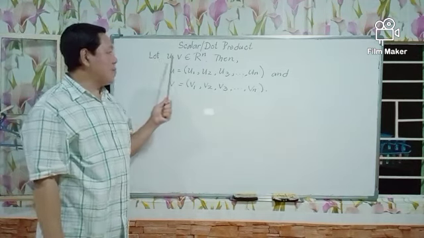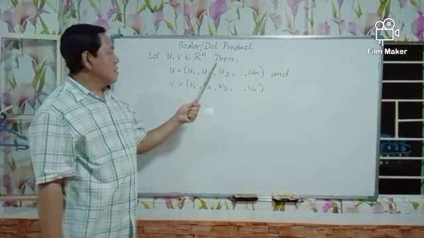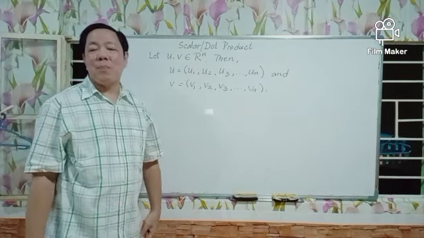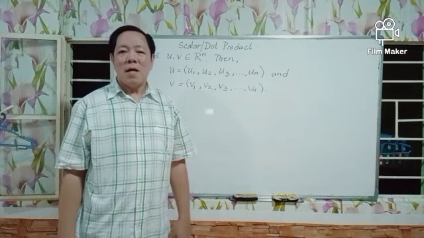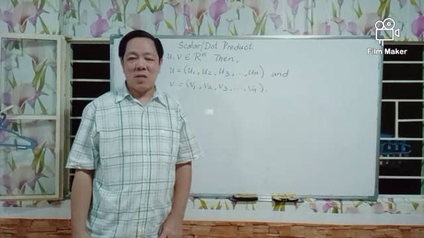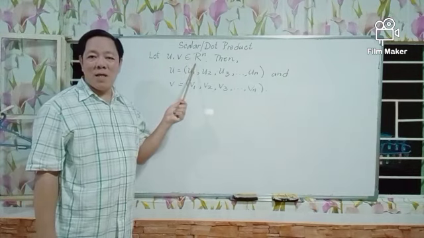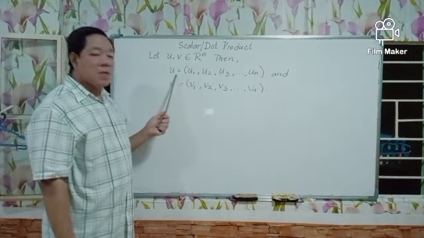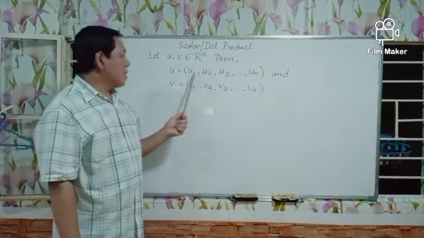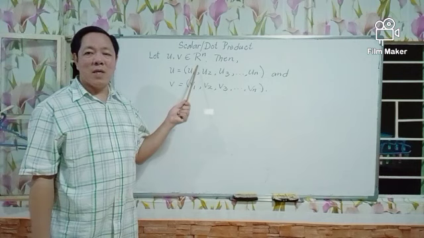Let U and V be elements of the n-dimensional space R to the n. When we say R to the n is an n-dimensional space, it consists of points with n coordinates. And the coordinates of these points in Rn are real numbers. Hence, if U is an element of R to the n, U is a point with n coordinates, 1, 2, 3, up to n coordinates. And these coordinates are elements of the set R, or they are real numbers.